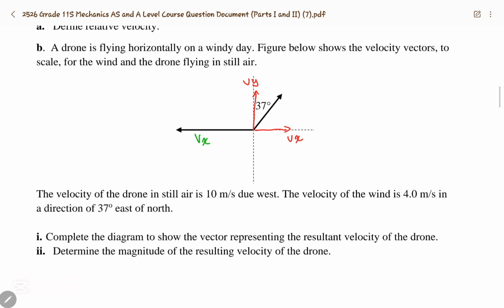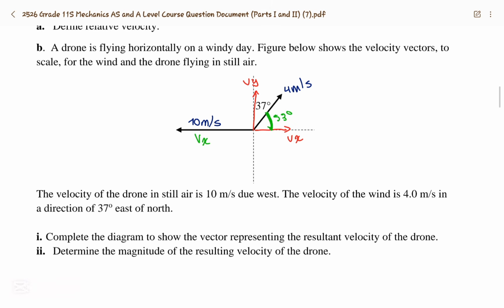You could do this in two ways. You could take this angle over here, or you could take this angle over here. I always prefer to take the angle from the positive x-axis. So it would be 90 minus 37, which is 53 degrees. Now let's see what it says. It says 10 meters per second due west, and the velocity of the wind is 4 meters per second in the direction of 37 degrees east of north. It was here, 4 meters per second. Now they said complete the diagram to show the magnitude of the resulting vector.